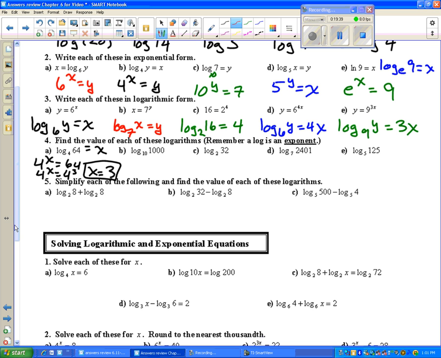Next one, again, let it equal x. 10 to the x is equal to 1,000. Okay, well, 1,000 is 10 to the third power, so x is equal to 3. Next one, set this equal to x. 2 to the x is equal to 32. 32 is 2 to the 5th power, so x is equal to 5. And letter D, again, set it equal to x.